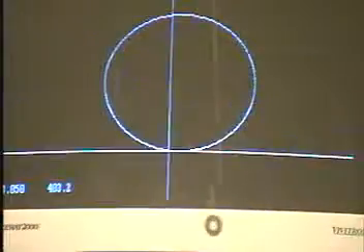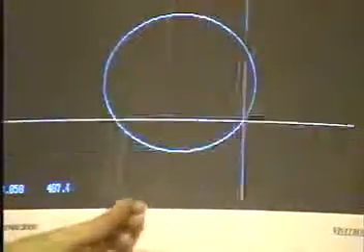Of course, we can also change the size of the circle. And we could adjust the size of the circle without adjusting the frequency of the motion to the size of the pendulum's swing.